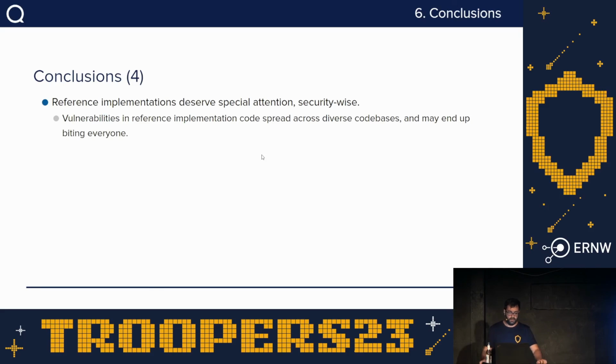Finally, last conclusion, I think that reference implementations deserve very special attention regarding their security, because a vulnerability in a reference implementation spreads across code bases, so they end up affecting a lot of vendors. You only have to find the bug in a single code base, and you can affect a lot of different vendors, which seem to be unrelated, but they share the exact same code.